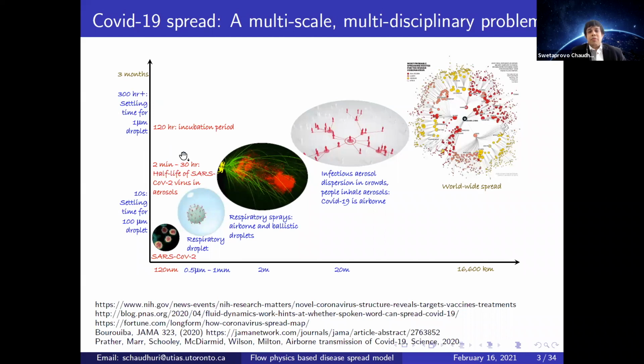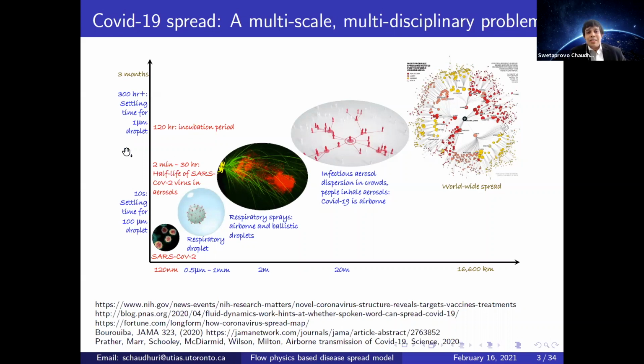Now, the half-life of the virus, as has been shown from experiments in aerosols, can be anywhere between 2 minutes to 30 hours, depending on the local temperature, relative humidity, UV index, and so forth. And of course, 120 hours is the mean incubation period, that is about 5 days.